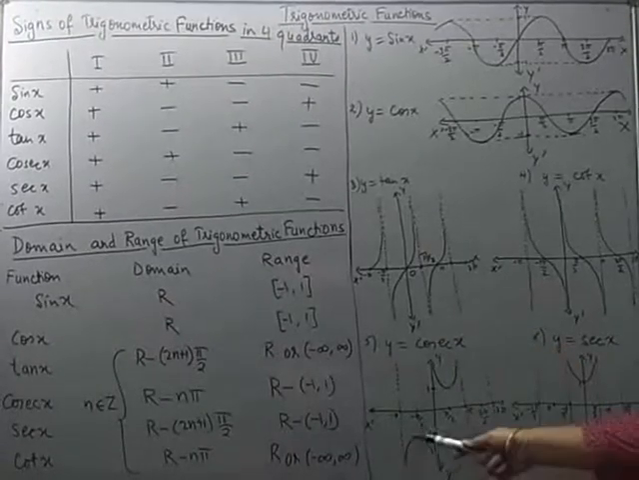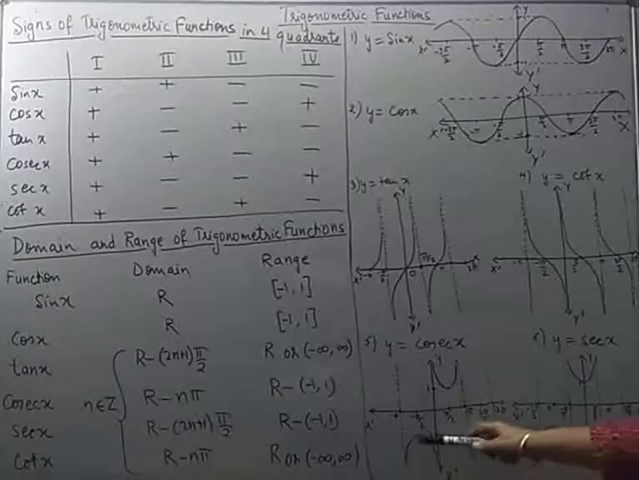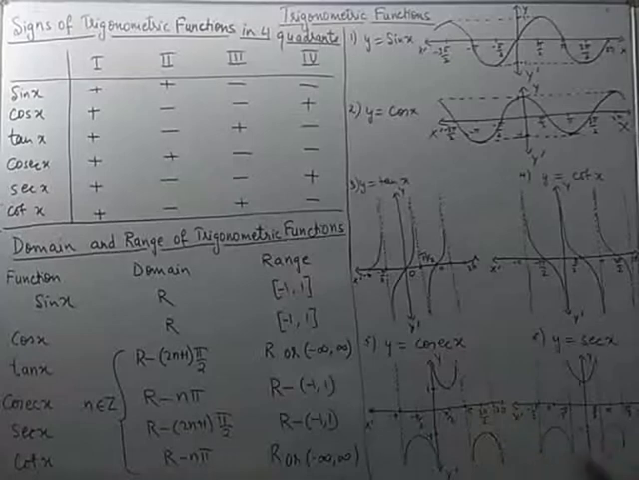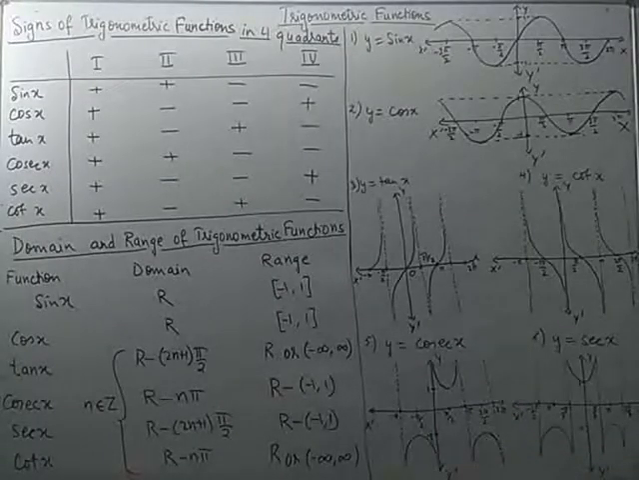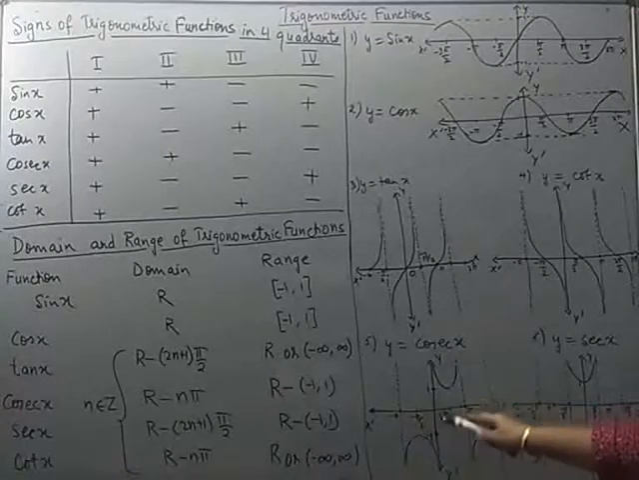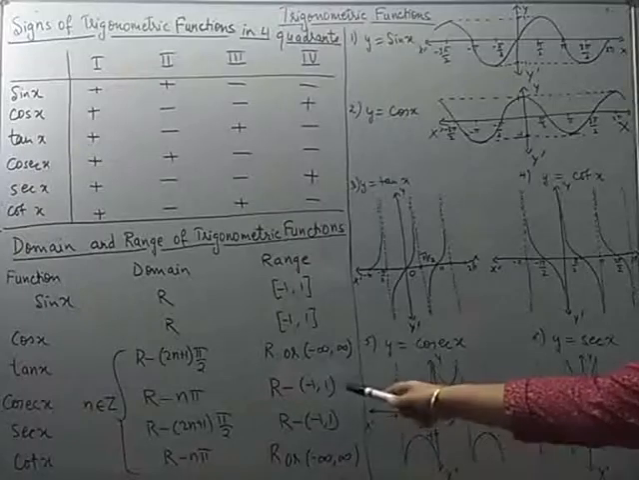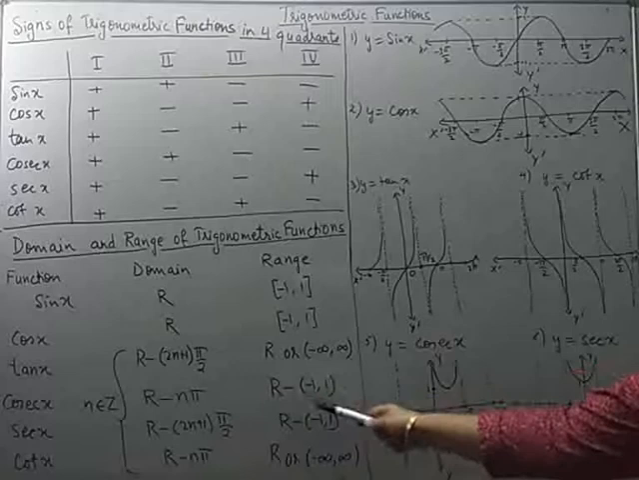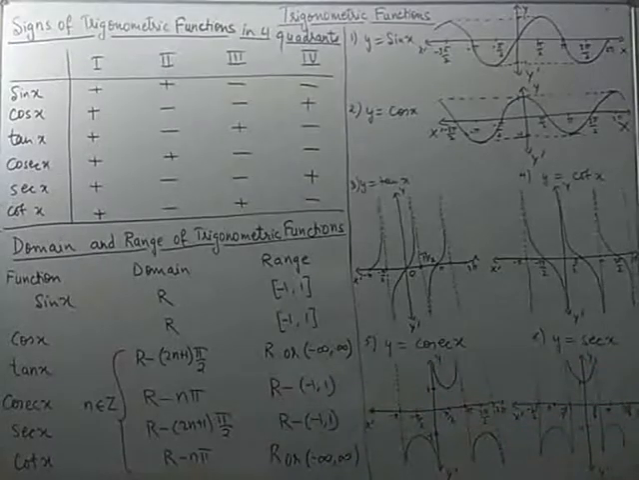In the same way, for some of the other angles, it has values minus 1 or below minus 1. So cosec can be 1 or above 1, or it can be minus 1 or below minus 1. It will not take the values between minus 1 and 1. So its range is all real numbers except this open interval. So this is the range for cosec x.